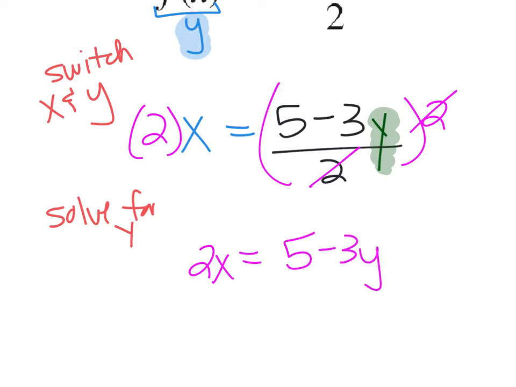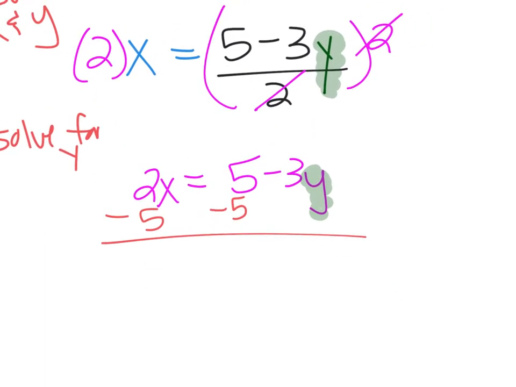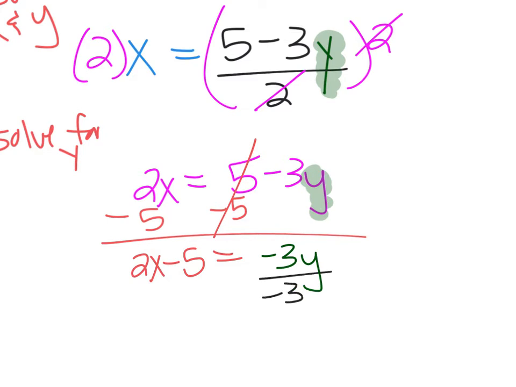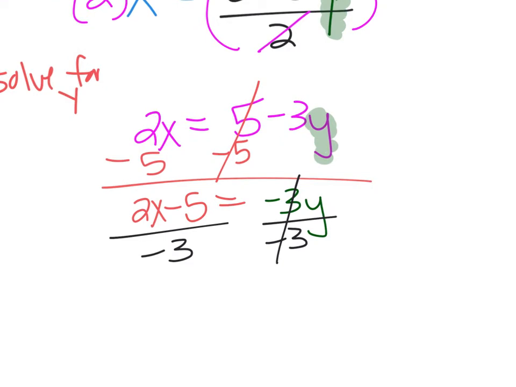Remember, we're still focused in on solving for y, so I'm going to move the 5. So let's subtract this 5 because that is a positive 5. So that'll give us 2x minus 5 equals negative 3y. Still solving for y, I'm going to go ahead and divide everything by negative 3. Divide by negative 3, that'll cancel here. That gives us (2x minus 5) divided by negative 3 equals y. Now this is our inverse.